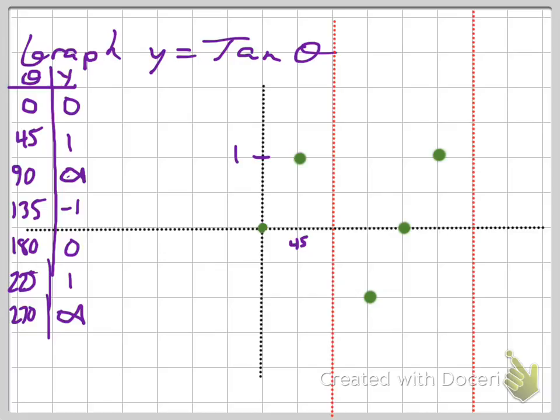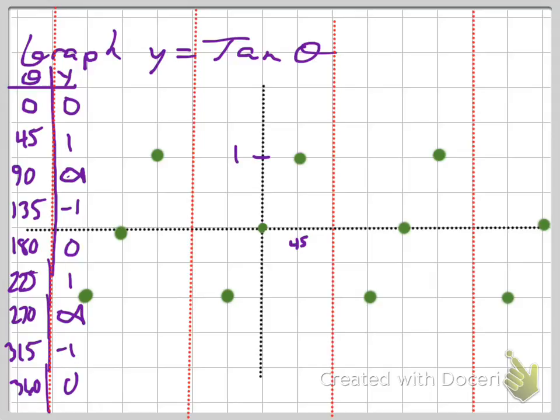Do you see it? Let's continue. Just for fun, 315 would be -1. 360 would be 0. So do you see the pattern? 3 dots in an asymptote, 3 dots in an asymptote. If I continue it, it would look like that. Okay? So what does that look like?